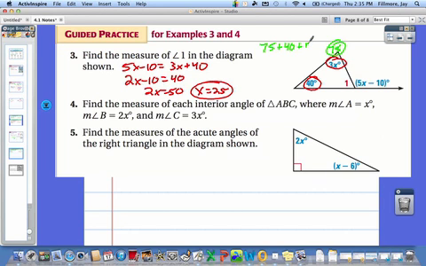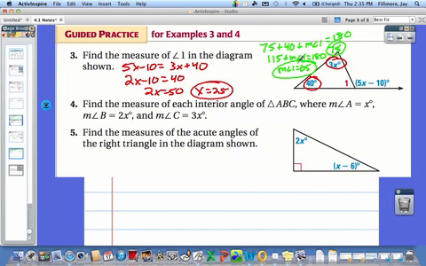Or I should say the measure of angle 1. And if you combine like terms, 75 and 40 should give me 115. And if I subtract 115 from both sides, the measure of angle 1 should be 65. That's one route I could go with it.